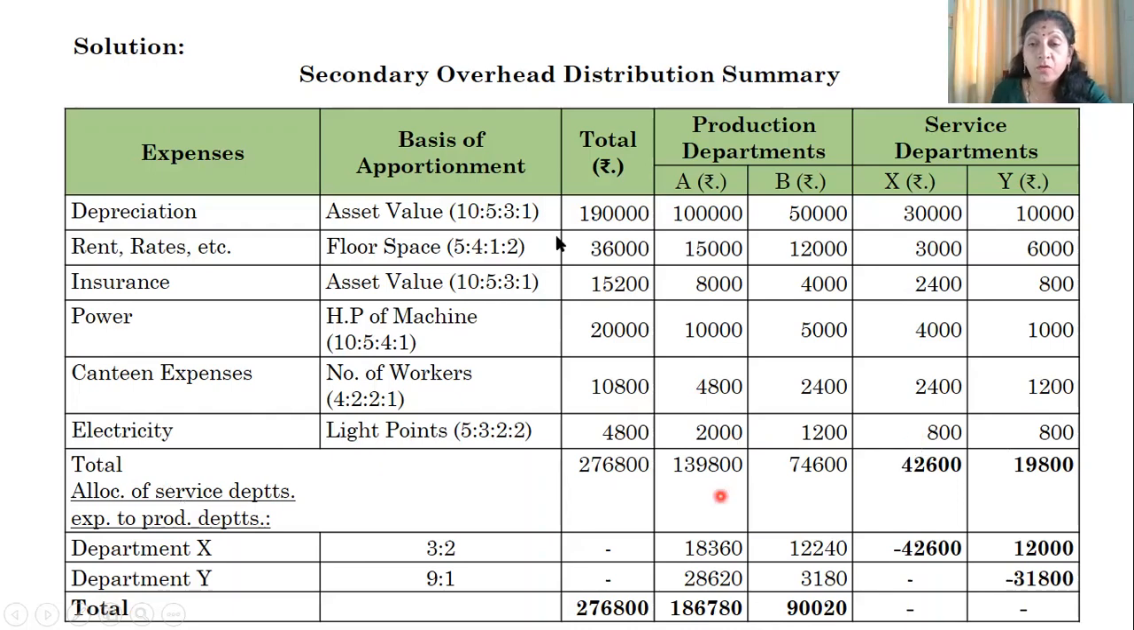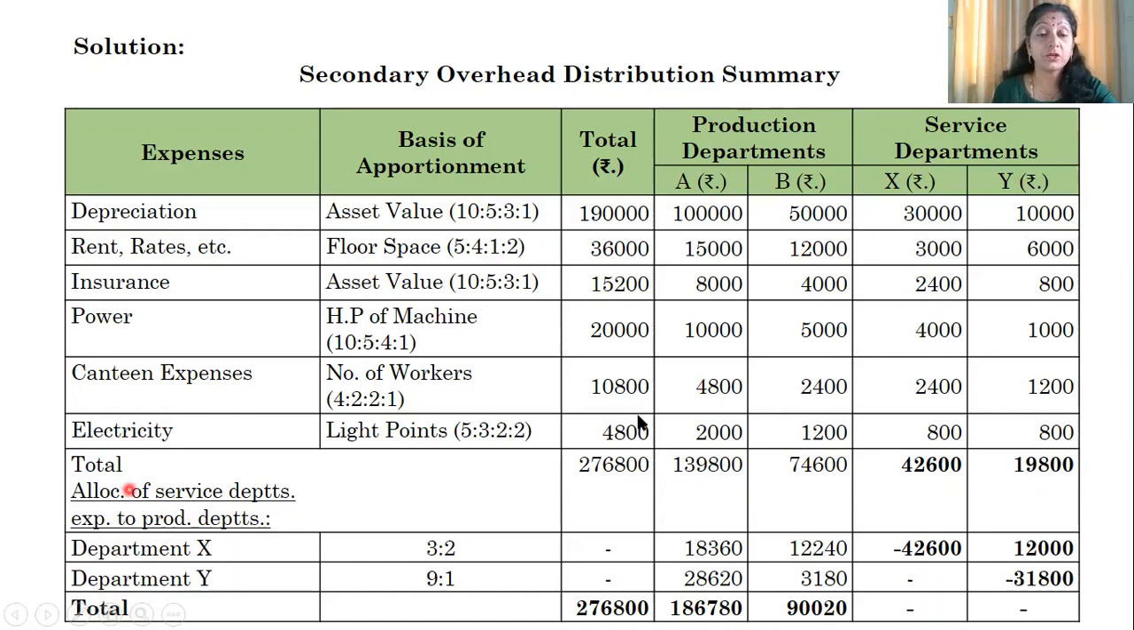Then we have to total all these things. First you total the total column. You will arrive at 2,76,800. Then production department A total 1,39,800. Production department B total 74,600. Service department X total 42,600. Then Y total 19,800. All of this is posted here.